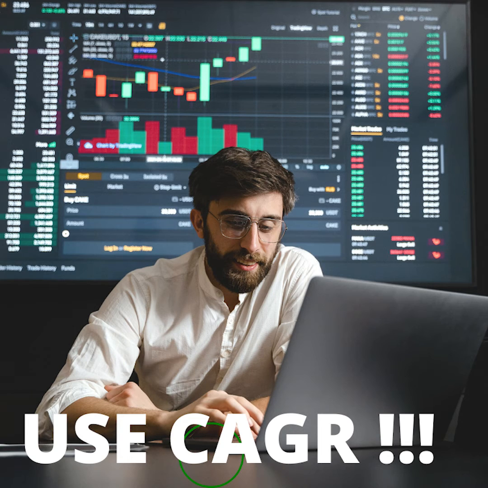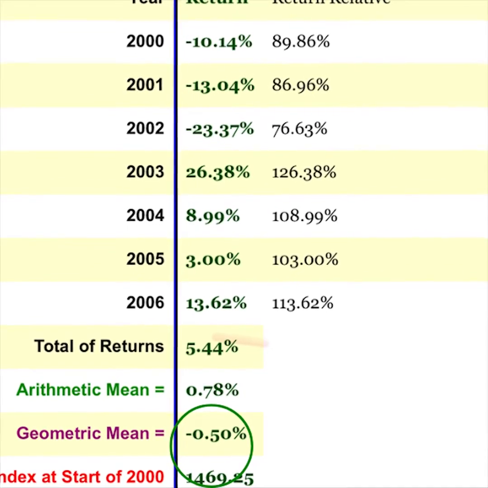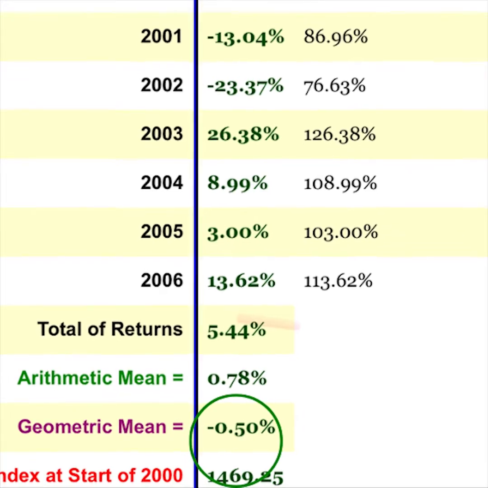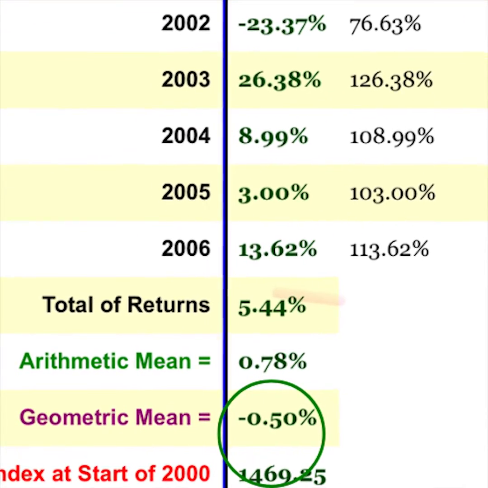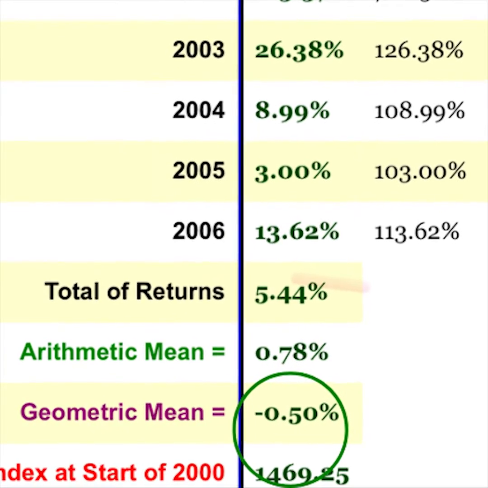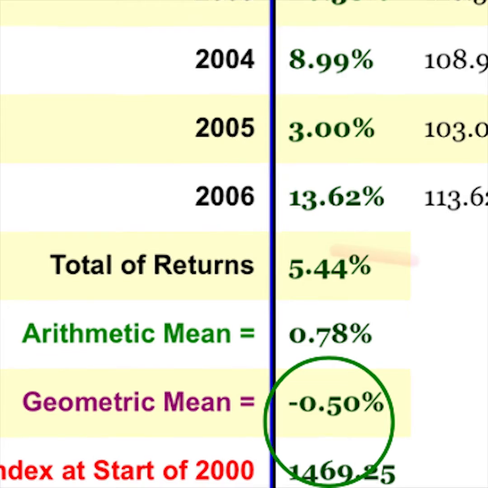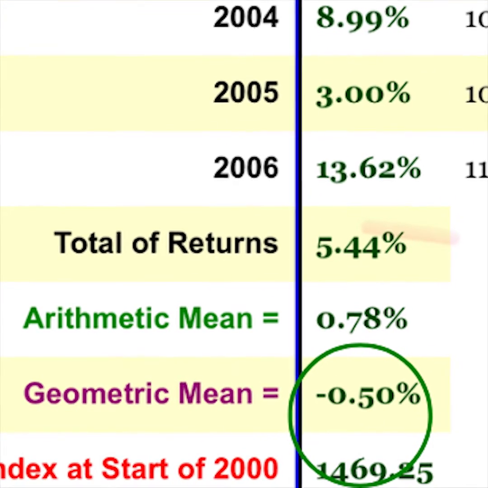In between 2000 and 2006, for example, the S&P 500 had an accumulated return of 0.78%, almost 1% average return, arithmetic return, while the geometric return is actually minus 0.5%. We actually lost money between the 2000 and 2006 period.